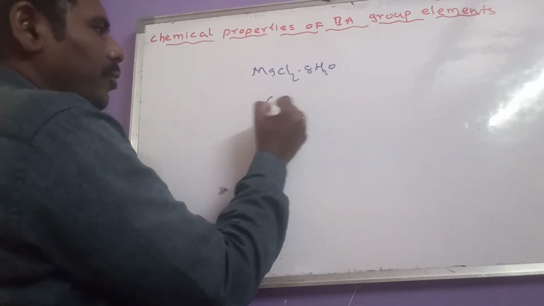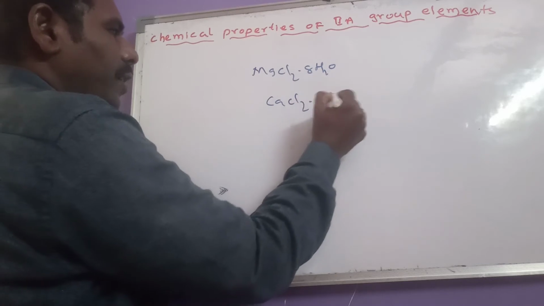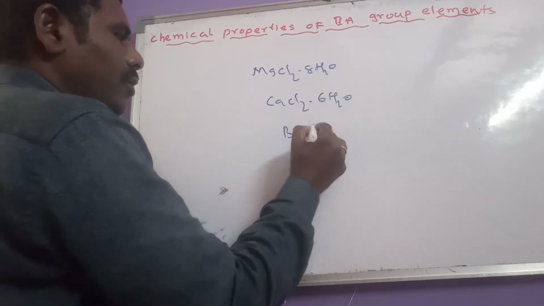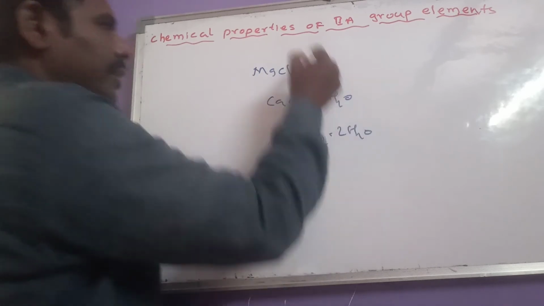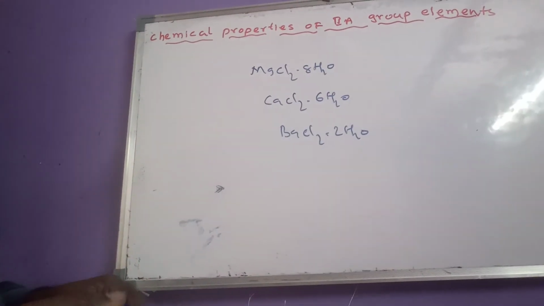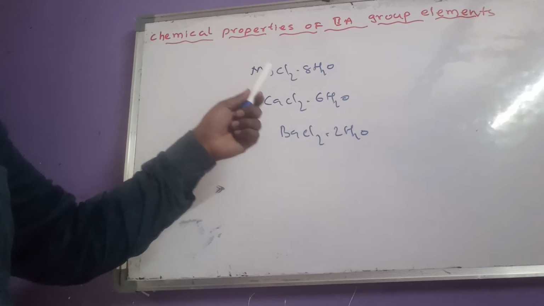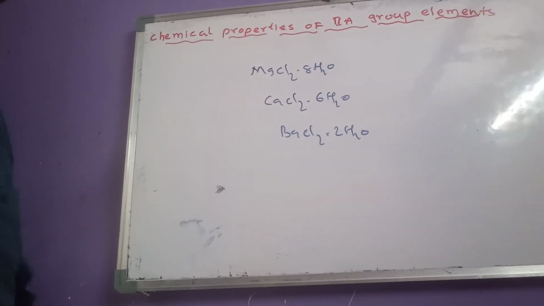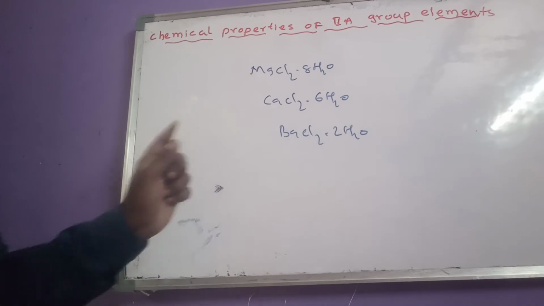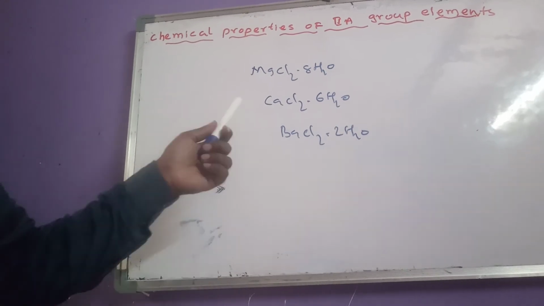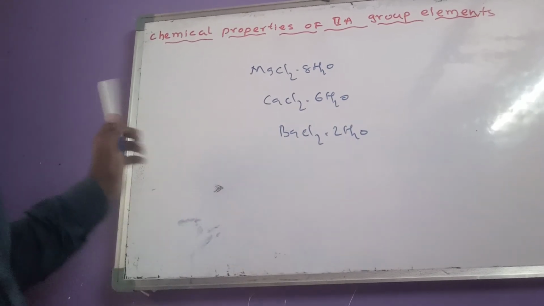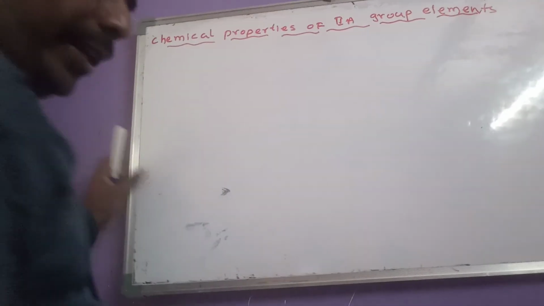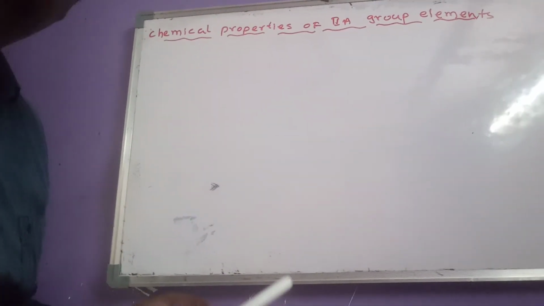But if you come to CaCl2, that forms 6H2O, and BaCl2 forms 2H2O. This indicates a decrease in the tendency to form hydrates for halides of alkaline earth metals. This is also one important thing we have to remember regarding the halides of second A group elements.